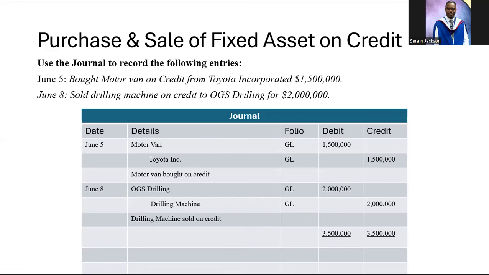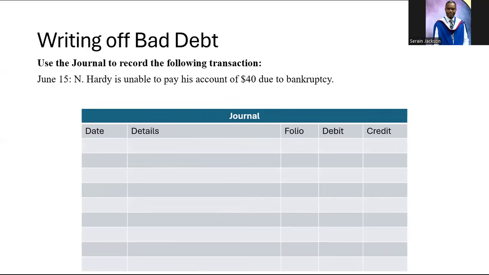So let's move on to the next use of the general journal, which is writing off bad debt. Pretty simple stuff. Same principle applies. A bad debt is really when a debtor is unable to repay their debt. So accounts receivable, they are unable to repay for whatever reason, and so you write it off as bad debt. Bad debt is an expense to the business. So let's register this one.